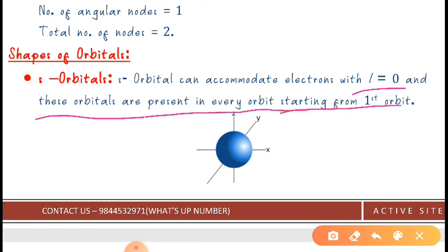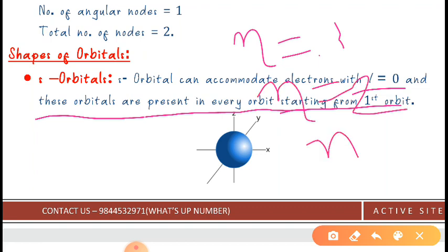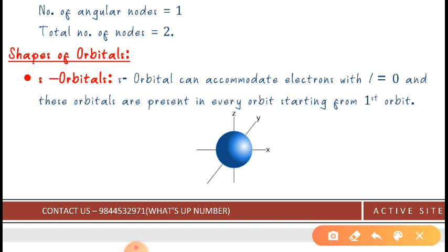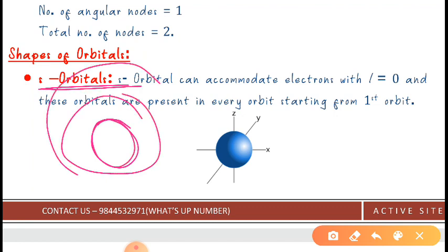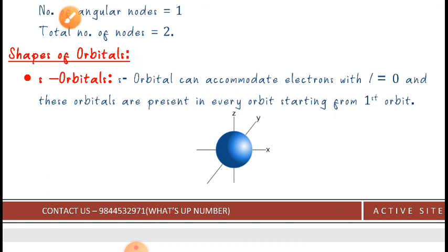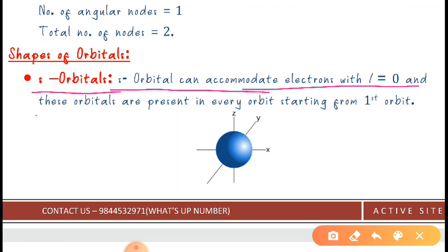What it means is that in every orbit, whether n is equal to 2, 3 or 4, anything, the s orbital will come first, spherical in shape, and only after that the p orbital, and after that the d orbital. So every time you will get the s orbital. It is present in every orbit, which means in all the orbits you will get an s orbital.